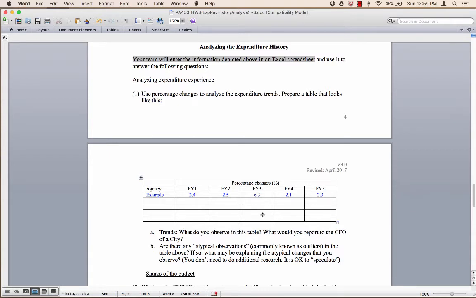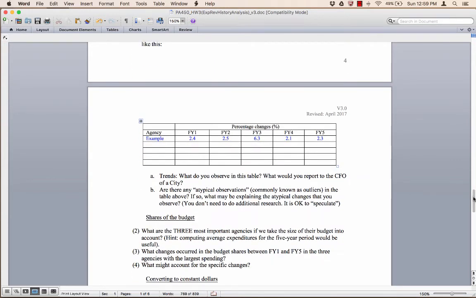Once you have a table like this, I want you to answer these very simple questions by using the data that you obtain. The first question is, what do you observe in the table? Try to tell me a story. What would you report to the chief budget officer of the city? Tell me a short story. The budget memorandum, that's where you will be able to tell the story and to decide what information from these answers is useful for the story that you want to tell in your budget memorandum.